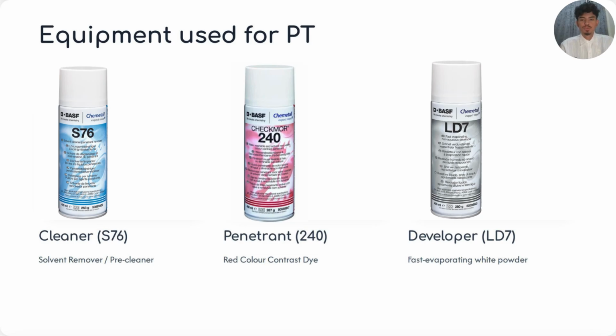So this is the equipment used for PT. The first one is a cleaner, the second one is penetrant, and the third one is developer. The cleaner is used to remove the dust or the oil before we put the penetrant, and then after we put the penetrant, we put the developer so we can see the defects in that equipment.